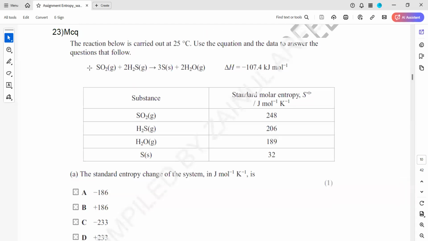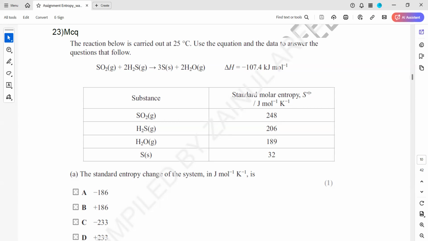Next is, yes. The reaction below is carried out at 25 degrees centigrade. Use the equation and the data to answer the question that follows. Sulfur dioxide reacts with hydrogen sulfide to give sulfur and water, and standard molar entropies are given. What is the entropy of a system? How do we work out the entropy of a system? Use the molar entropy, like the entropy of the reactants and the products.